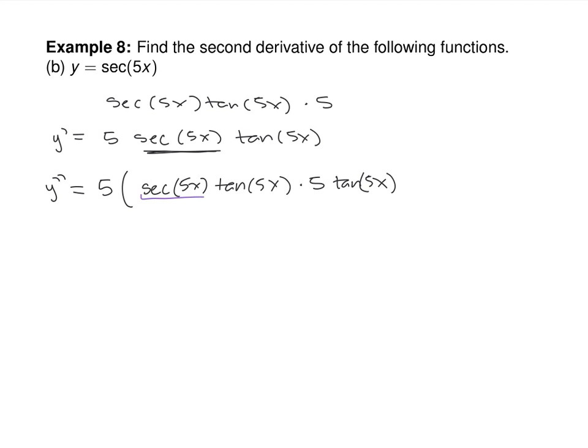And then times the tangent 5x, that was the second function. So that's sort of the first thing. And then plus what comes next? The secant 5x gets left alone, multiplied by the derivative of tangent of 5x, and that's going to be, someone said it's secant squared, and then times 5. Okay.